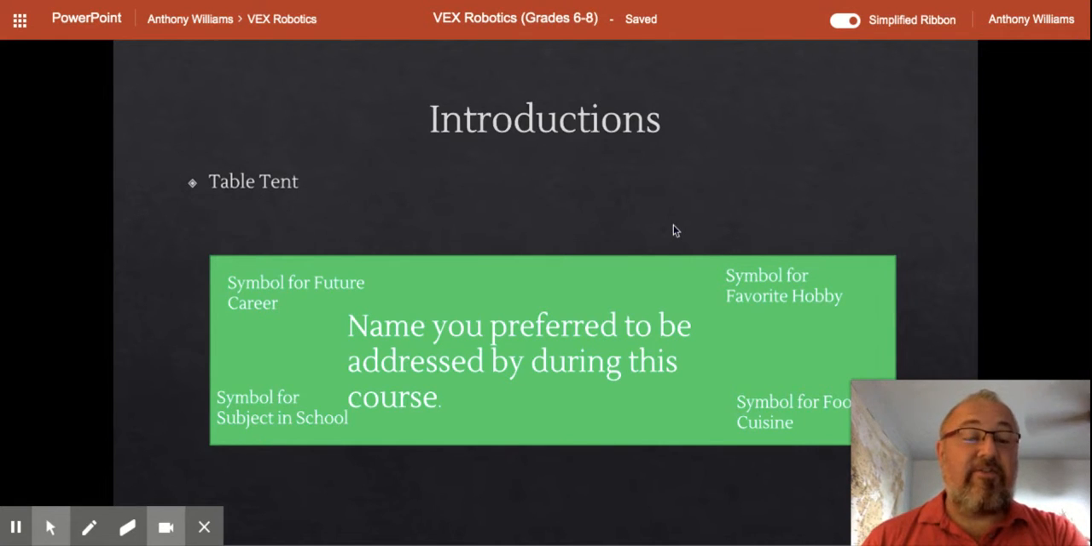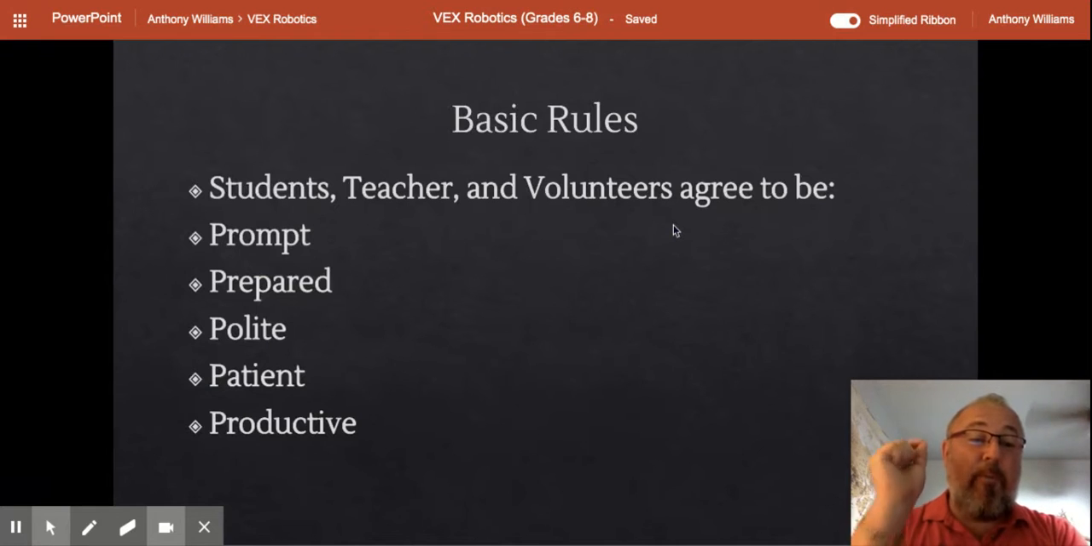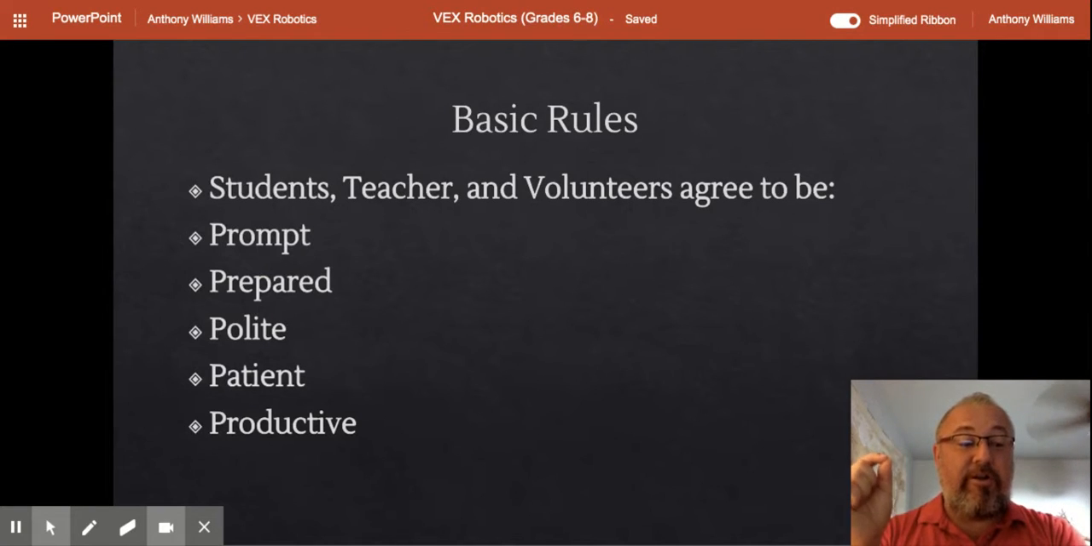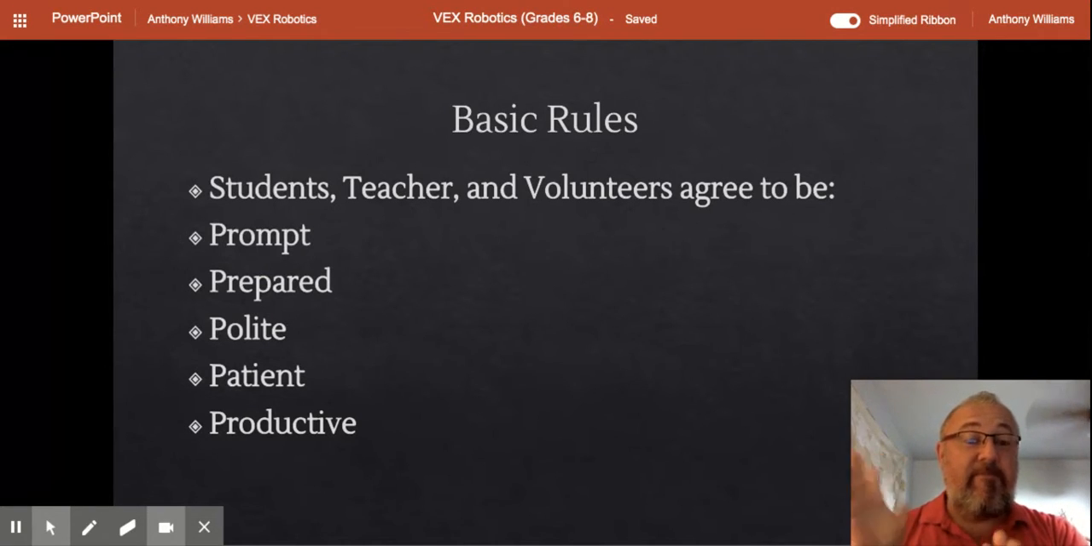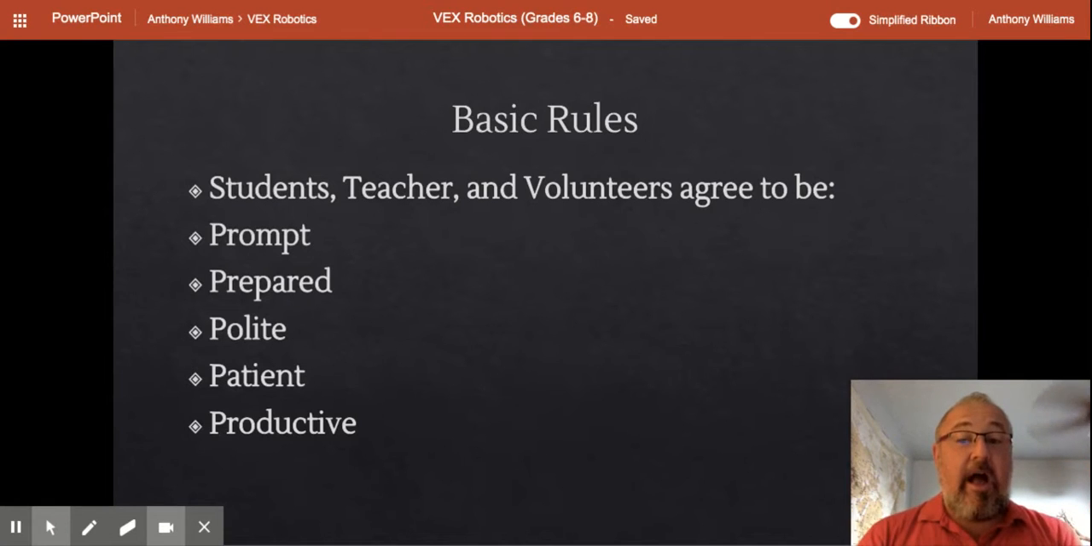So yes, there are all these things that you should do, but one of the key things is early on, set some type of basic rules. I like to do these basic ones of being prompt, being prepared, being polite, being patient, and being productive, the 5 Ps, because it really covers a lot. It sets up norms for the entire year and how we work together. And then we can talk about that.